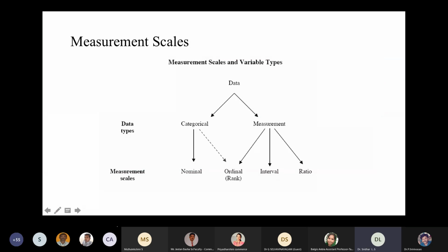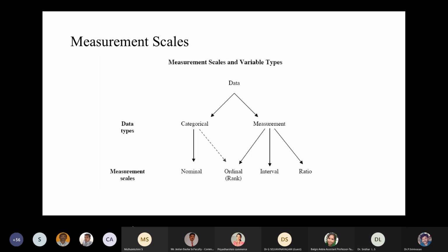So measurement and scales and various types. You can understand the categorical. What is the categorical? Nominal, ordinal, interval, and ratio. These are the measurement scales. The data types are categorical and measurement. What is the difference between the categorical and the measurement?